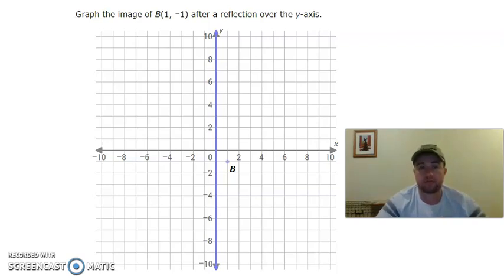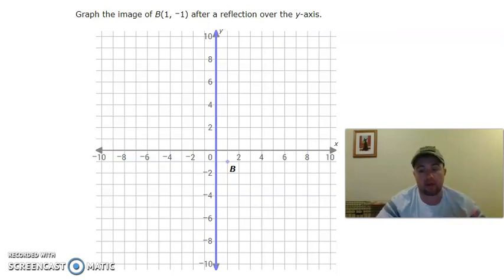So yesterday we focused on translations, which was one of our rigid transformations. Today we're going to focus on reflections, which is our second rigid transformation. And remember, rigid transformations mean they don't change the size or shape of the image.